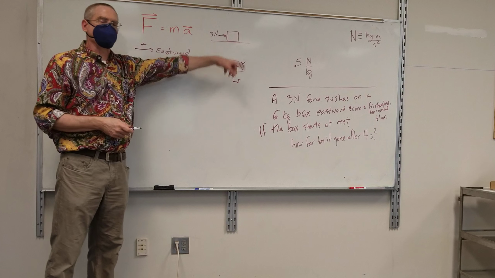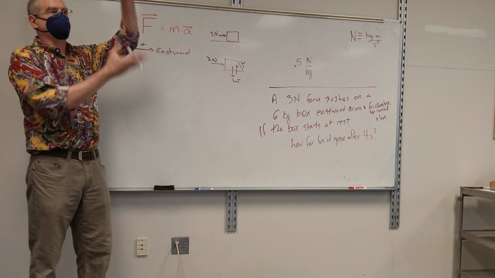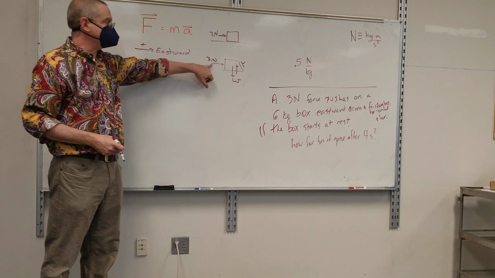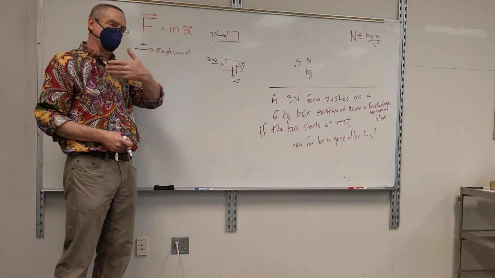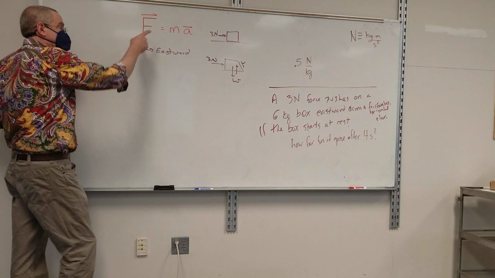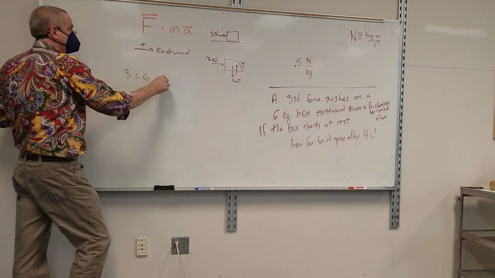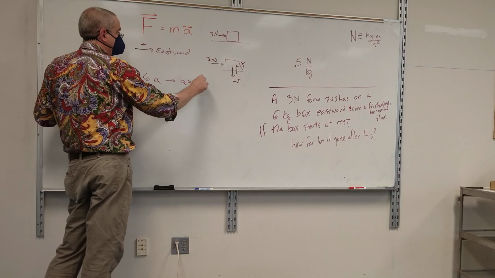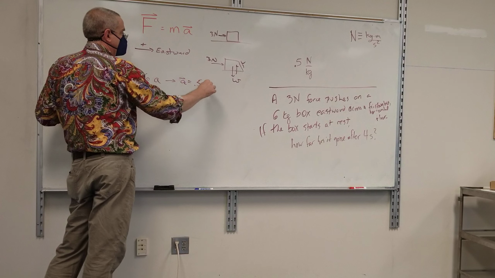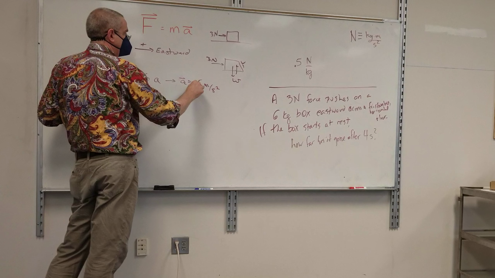The weight and the normal force are going to cancel each other out. This box is not coming off the ground or digging into the ground, so the net force is just this 3 newtons, which is exactly what we had just done. First, I'd find acceleration. So 3 is equal to 6a. a is equal to 0.5 meters per second squared.